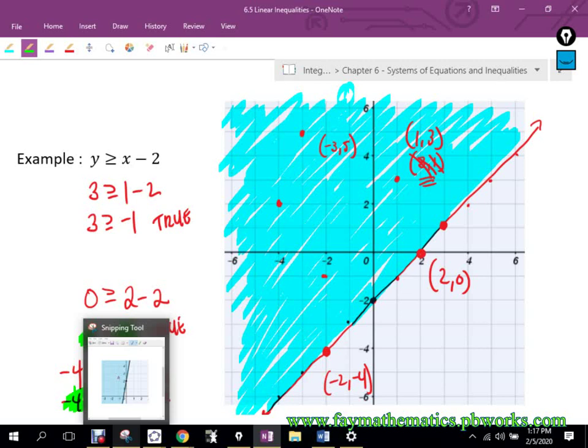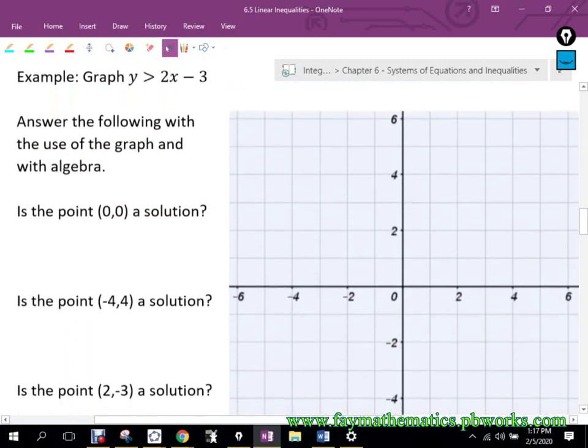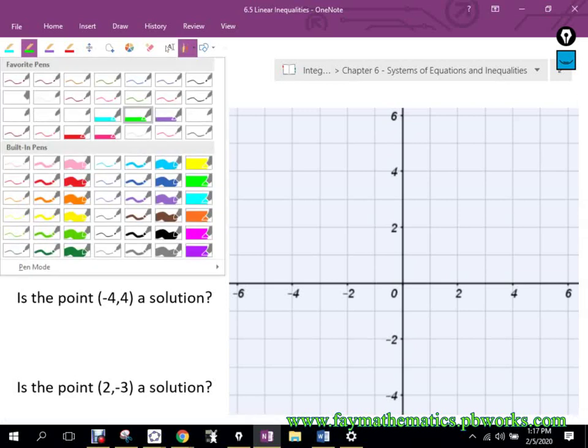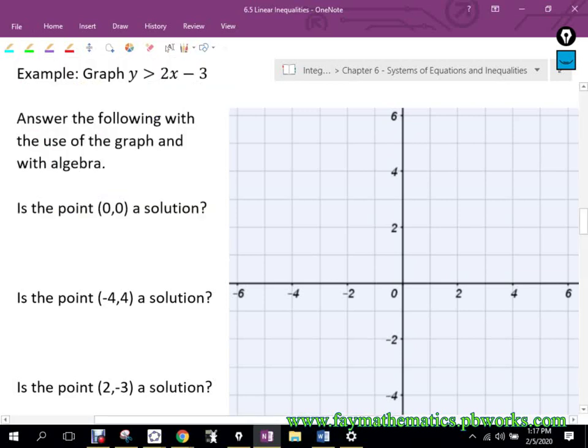So let's go to this one here. This is an inequality that is just greater than, right? There is no equality here. So what kind of line would I be using here? Dotted line, okay? So find your y-intercept. -3. And then where do I go from there? Up 2 to the right 1, right? Up 2 to the right 1, up 2 to the right 1.